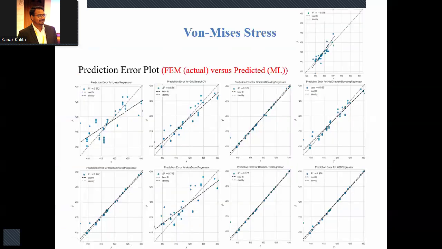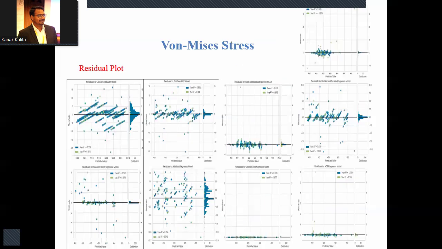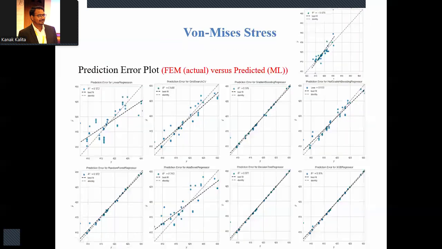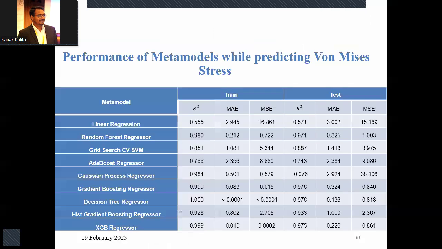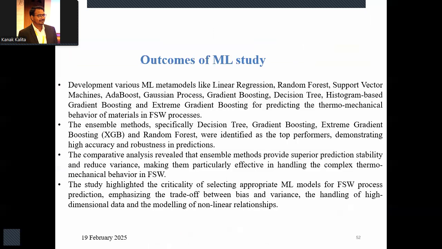Similarly, we repeated the experiment for the ZB stresses also. The last time we studied only the nodal. Now we studied the ZB stresses also, and we recorded the various prediction error plots as well as the residual plots. And similarly, we recorded the R-square values, the mean absolute values, and the MSE values for both the test and the train cases. And from this, we found out the outcome that in general, ensemble techniques such as extreme gradient boost and random forest are more robust to predictions and they have very minimal error.